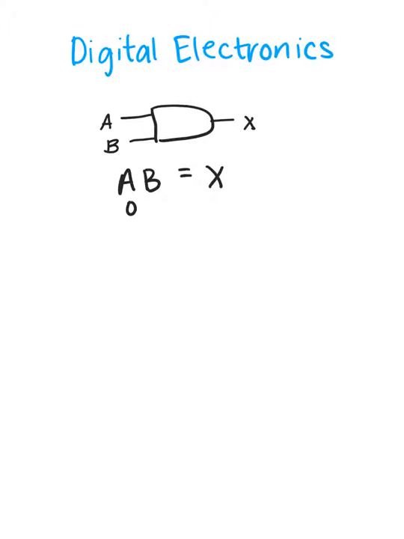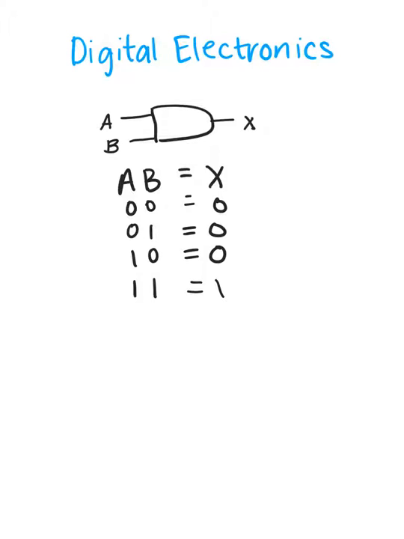So A can either be on or off, and B can either be on or off. Now, if both A and B are off, X is off. If A is off and B is on, X is off. If A is on and B is off, X is still off. And finally, only when both A and B are on is X on.